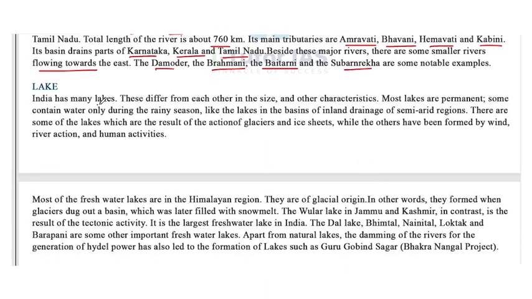India has many lakes. These differ from each other in size and other characteristics. Most lakes are permanent. Some contain water only during the rainy season, like the lakes in the basin of inland drainage of semi-arid regions.